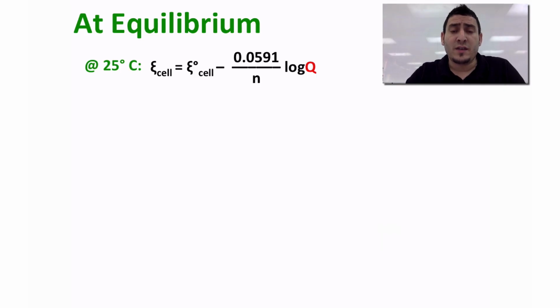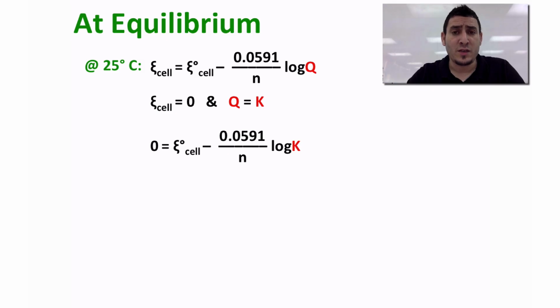Now, in general, the equilibrium constant could be calculated from the Nernst equation. We know that at equilibrium, E cell is equal to 0 and Q is equal to K. Replacing these two terms by their values in the Nernst equation, we get 0 is equal to E0 cell minus 0.0591 divided by n log of K. Rearranging this expression, we get that K is equal to 10 to the power n multiplied by E0 cell divided by 0.0591.